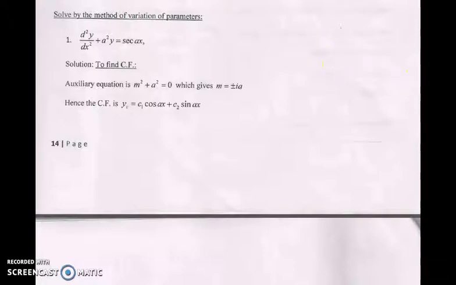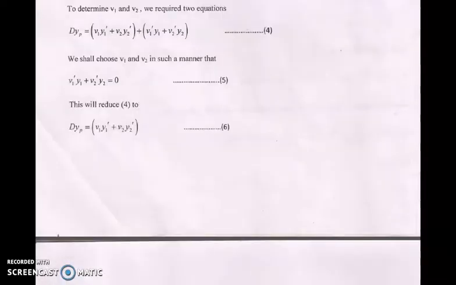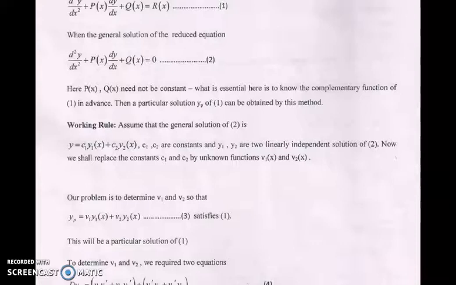So here, according to the previous case, we first find the auxiliary equation. The right hand side becomes 0. It becomes d2y/dx2 plus a square y equals 0. That is the reduced differential equation. In that case, the auxiliary equation becomes m square plus a square equals 0, where m equals plus or minus ia. Okay. So the complementary function becomes yc equals c1 cos ax plus c2 sin ax. Just to relate with the previous definition, here we use the reduced differential equation. First, you have to assume the general solution of it.